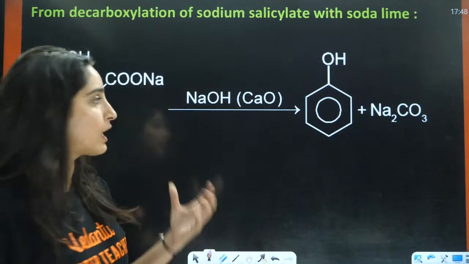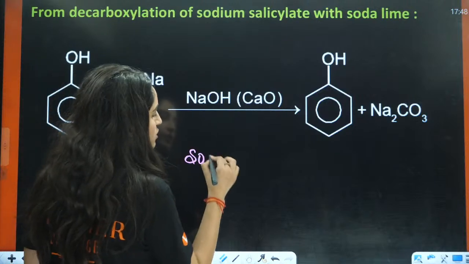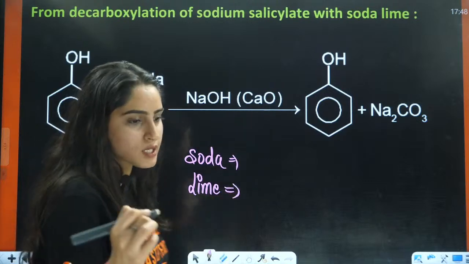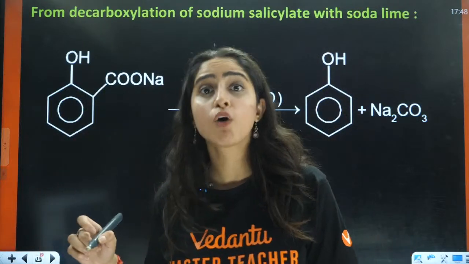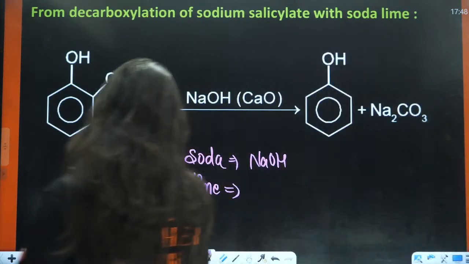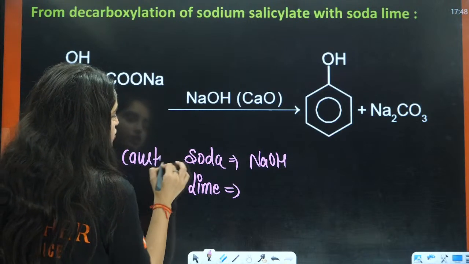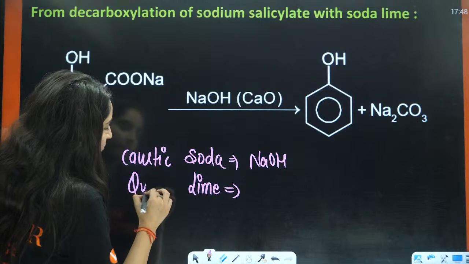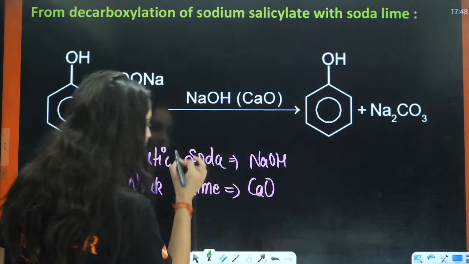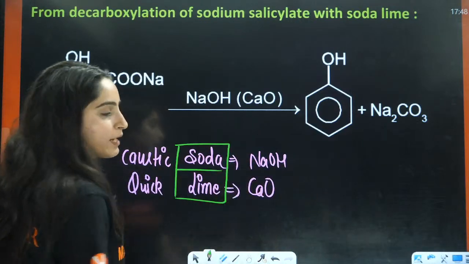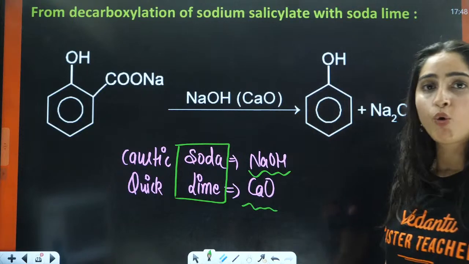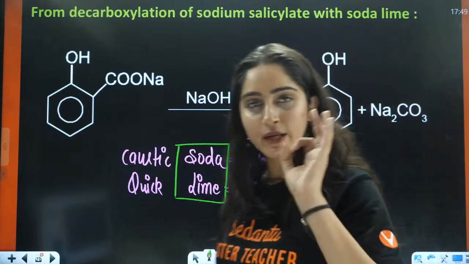Soda lime decarboxylation. Now, what is this soda lime? This is something you used to do in 9th class. What is caustic soda? NaOH is caustic soda. What is quicklime? CaO is quicklime. So from this they have made the name soda lime decarboxylation, because we are using NaOH and CaO, both of the things, in soda lime decarboxylation.